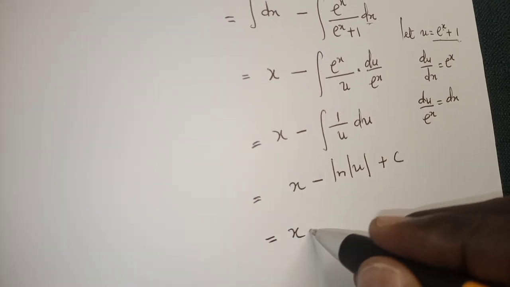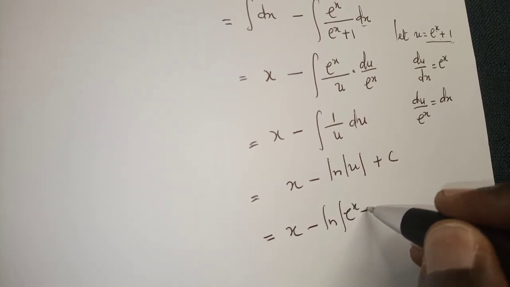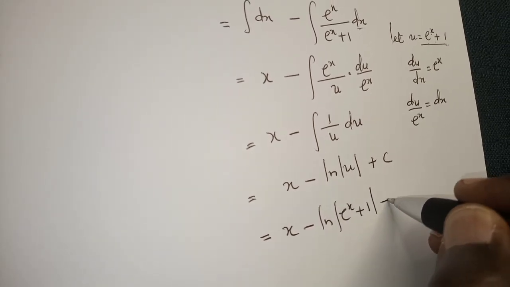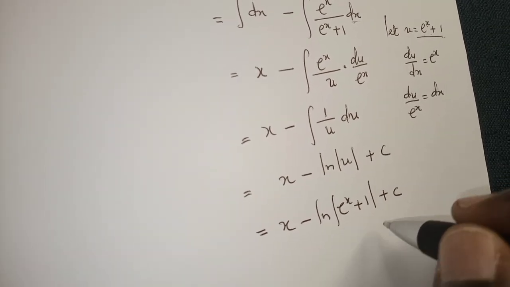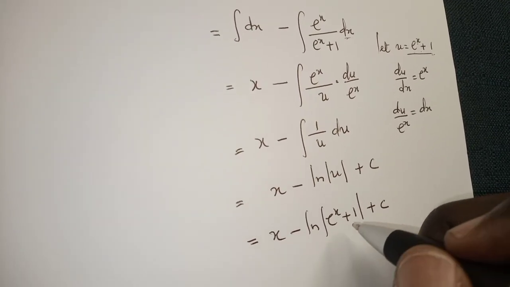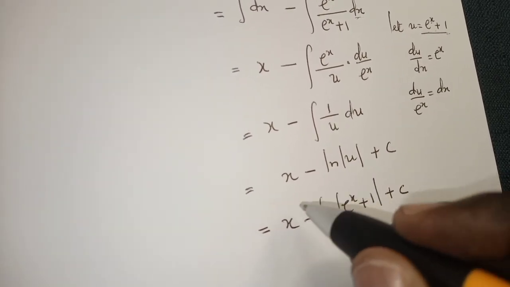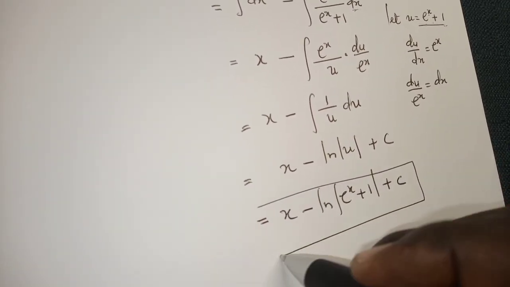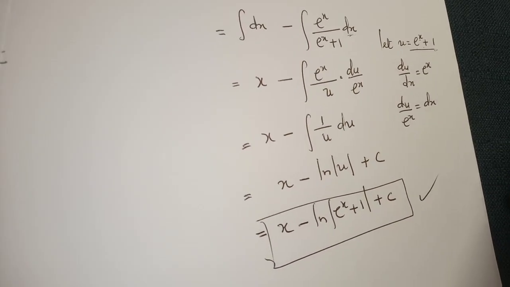So x minus ln of e exponent x plus 1 plus c, and it should be absolute because we don't have the log of a negative number, so absolute. Then this is our final answer. And that's that. Thank you.